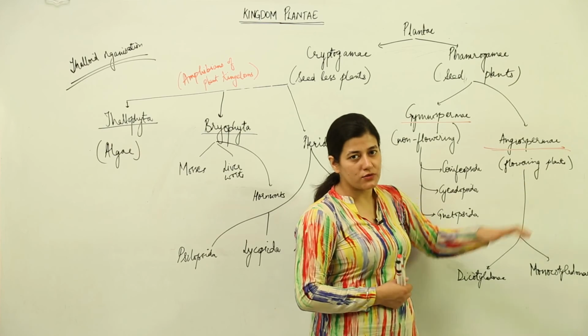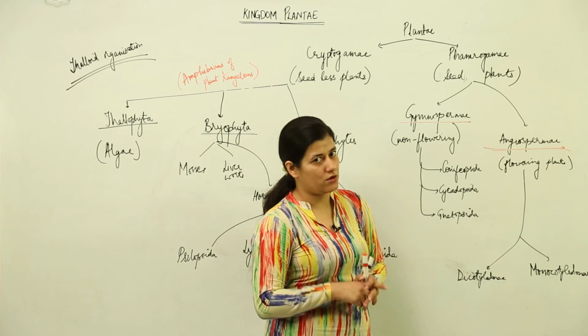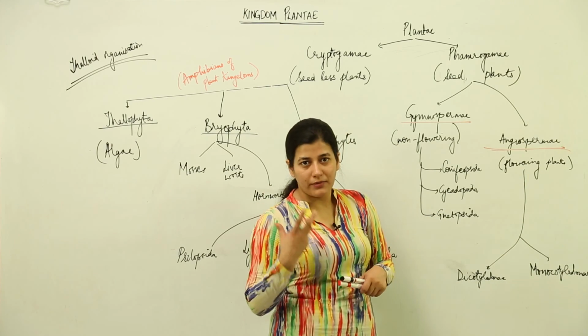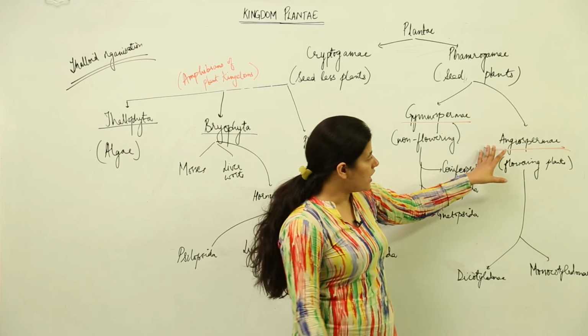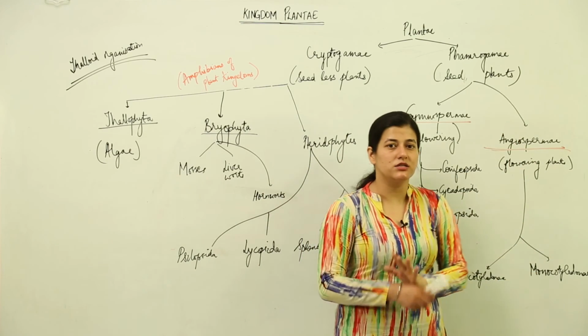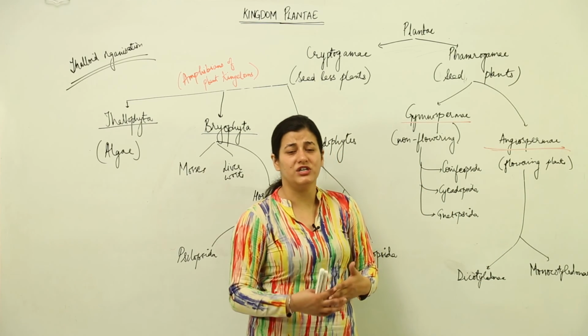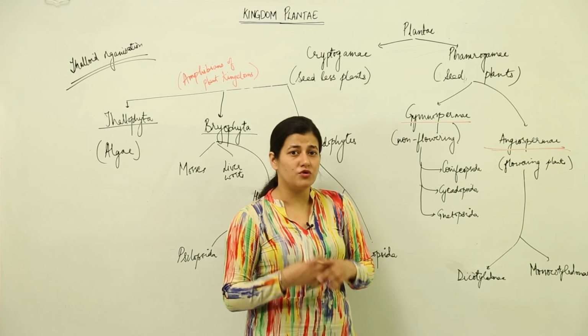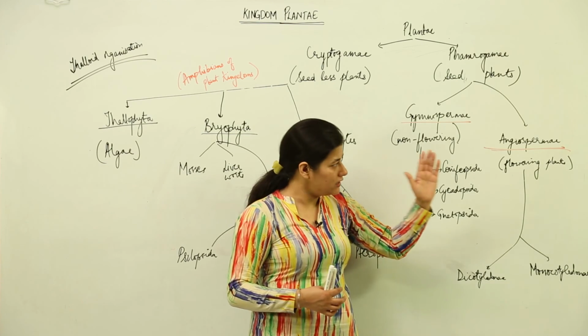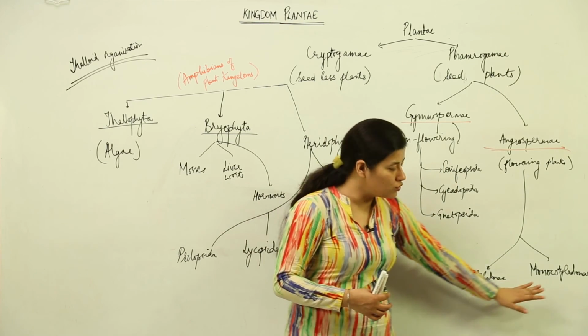Coming to angiosperms, all the flowering plants on the earth, or in the biosphere that we find, are classified under Angiospermi. There is a lot of classification in these angiosperm plants. We have families, we have genus, we have species. You would find so many flowering plants around you, and in that classification we further have two classes.